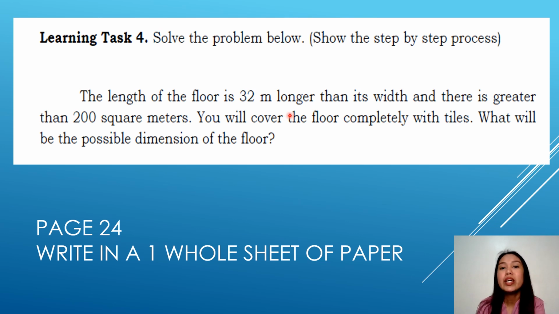So you can see the length of the floor is longer than its width, and that is greater than 200 square meters. So instead of an equal sign, it will be a greater than sign, 200 square meters, given in the word problem. So you're going to give the quadratic inequality and then solve for the roots. After solving for the roots, you're going to mark the roots on the number line. You're going to have 3 parts in the number line. Identify test points, test these points if it's true or false, and then go back to the number line and mark if it is true or false. And then identify eventually a solution set for this particular problem. So that is learning task 4.